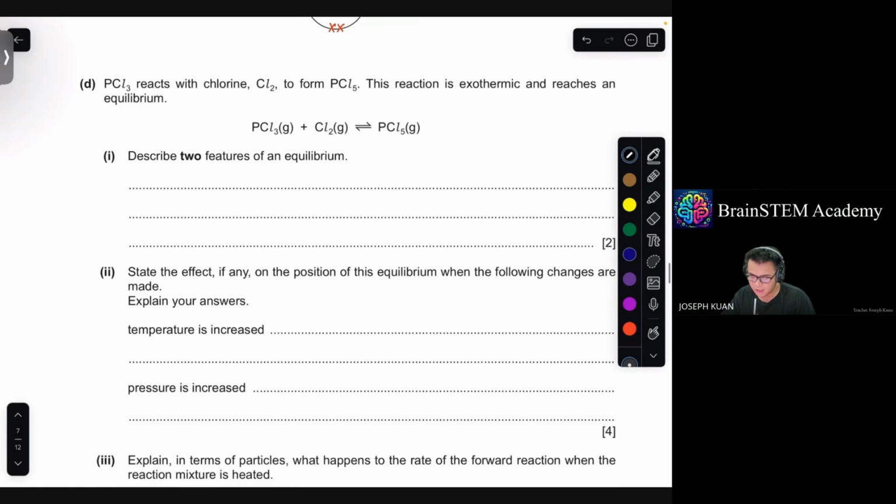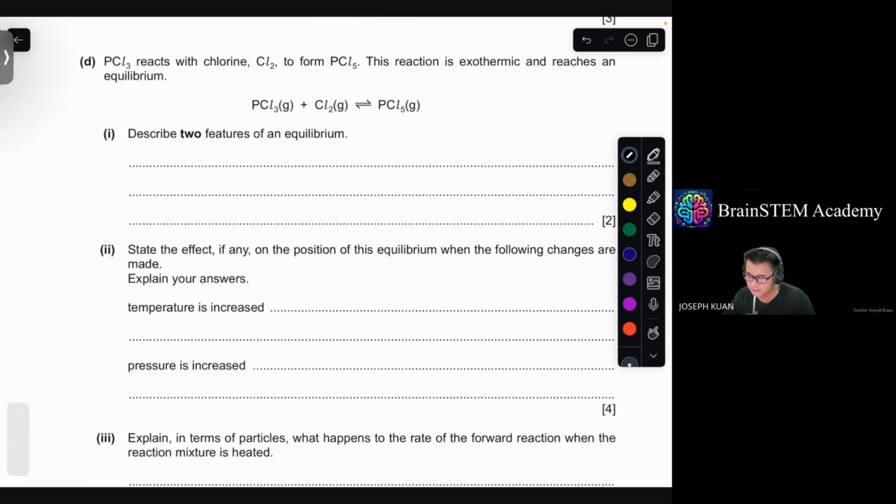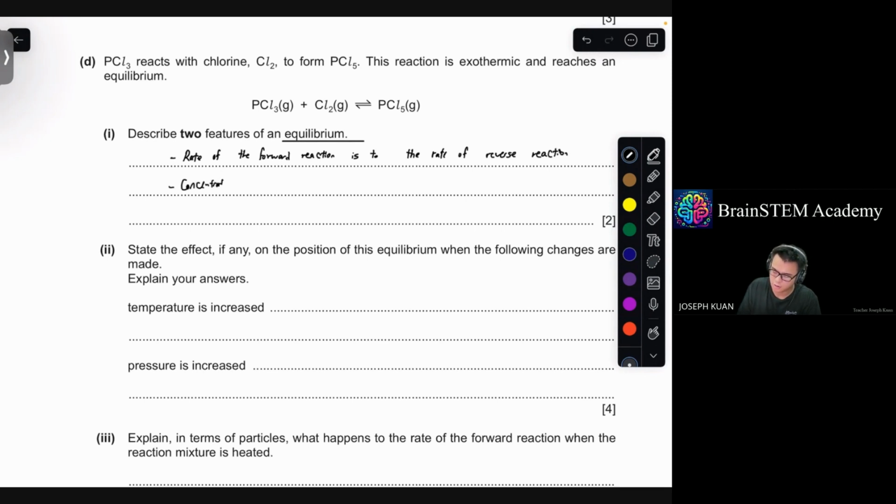Right, so move on to D. PCl3 reacts with chlorine Cl2 to form PCl5. This reaction is exothermic and reaches an equilibrium. I. Describe 2 features of an equilibrium. When a reaction is at equilibrium, the rate of the forward reaction is equal to the rate of the reverse reaction. And as a result of that, the concentration of the reactants and products remains unchanged.